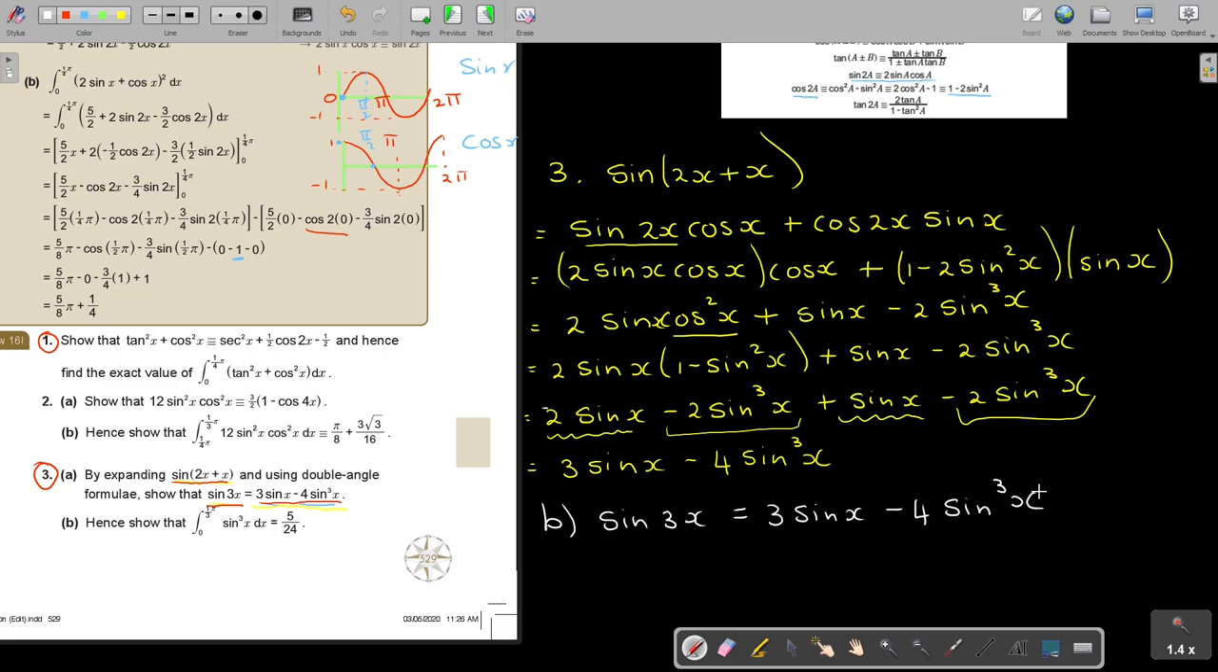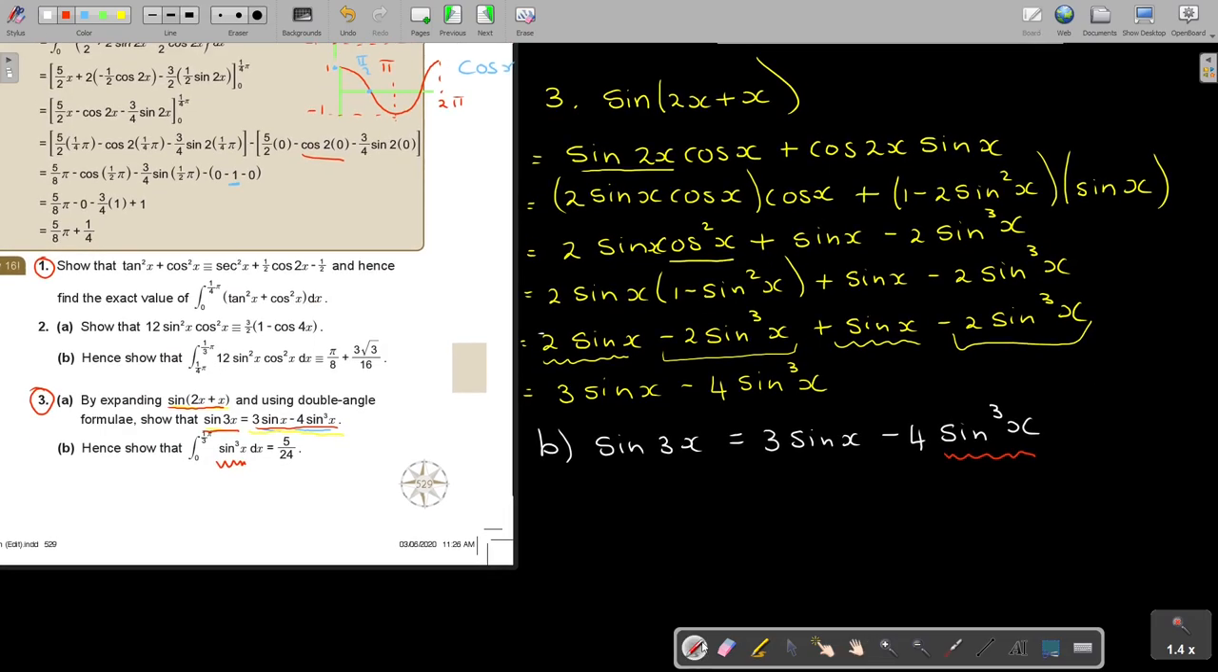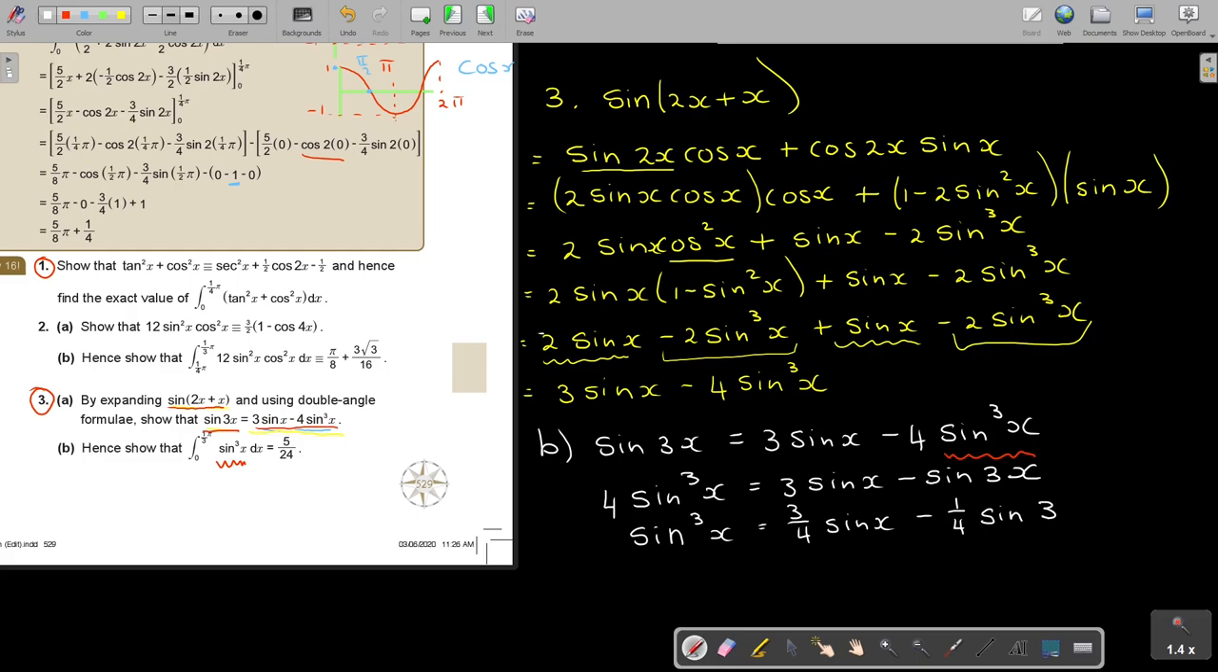Now, what I'm going to do, I'm looking here and I see it's sin to the power 3. So they want to make this the subject of the formula. So I'm playing around with that formula. Let's take the 4 over, taking it over due to the negative. 4 sin cubed x is equal to 3 sin x minus sin 3x. So sin cubed x equals 3 over 4 sin x minus 1 over 4 sin 3x.